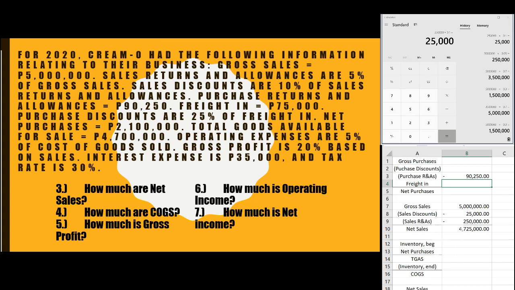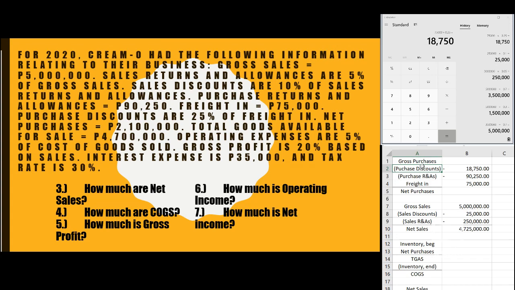Freight in equals 75,000. 75,000 for freight in. And then purchase discounts are 25% of freight in. So, right here, purchase discounts are 25% of this amount. Using the calculator, we have 75,000 times 0.25. We have 18,750, which is negative. Bakit negative? Kasi sa formula, nakabawas si purchase discount. Okay?